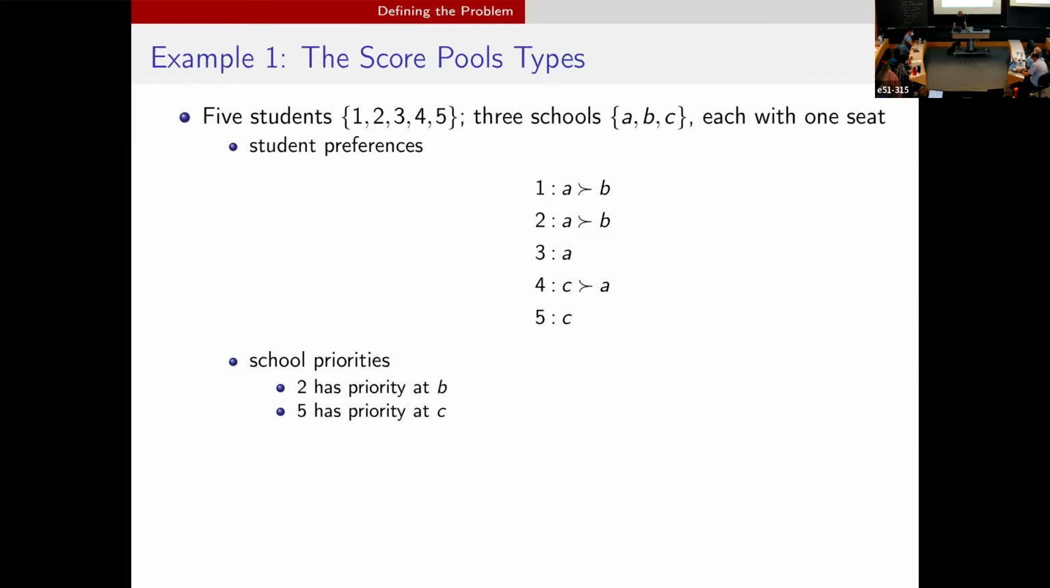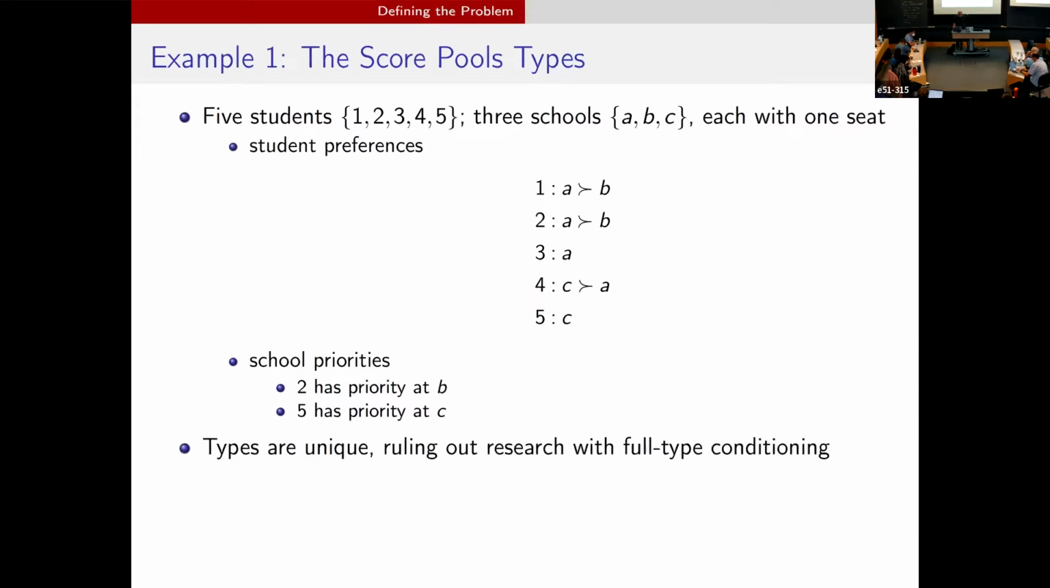Now, what about the priority side? In the priority side, we'll say student 2 has priority at school B, and student 5 has priority at school C. This is why these examples are sometimes hard to talk about when you confuse who's a student and who's a school, right? Okay, so let's think about what happens with deferred acceptance.